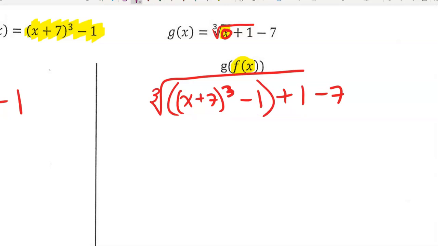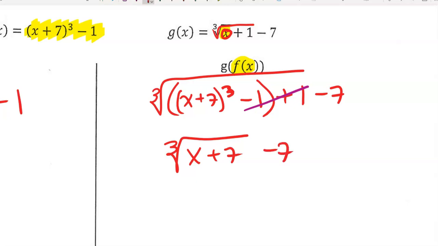The first thing we can cancel out are the 1s. That leaves us with the cube root of x plus 7 minus 7. Now we move on to exponents. Oh, sorry, I forgot the cube. Yeah, the cube root and the cube cancel out. And now we're left with x plus 7 minus 7. Now those 7s cancel out, and we are left with x.